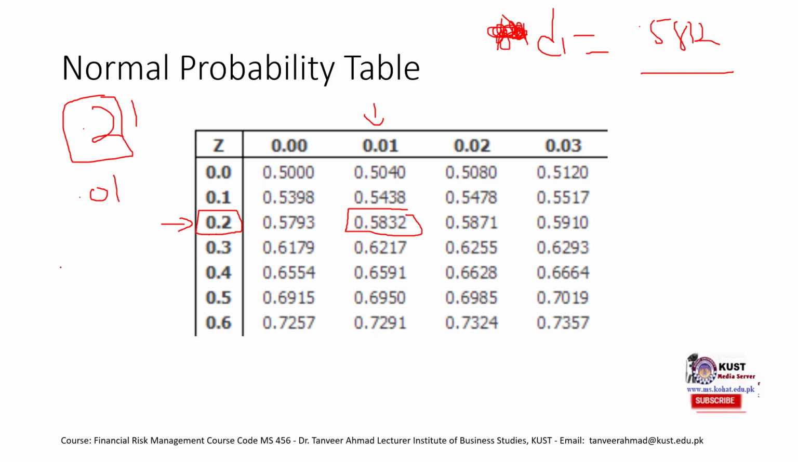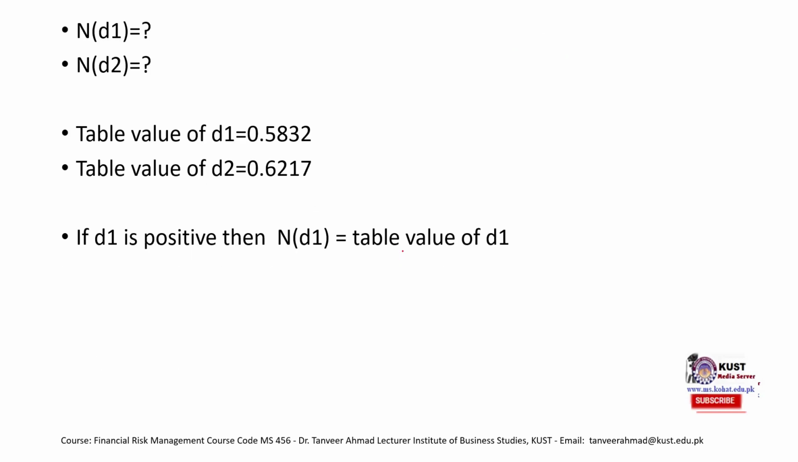What about D2? D2 was 0.31. We look at the 0.3 in the rows and 0.01 in columns. We get the value at the intersection of row and column. We get the value of 0.6217. This is our tabulated value for D2. So let's get back to the previous slide.